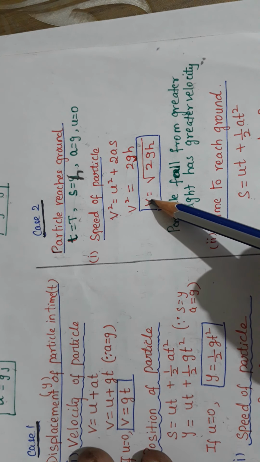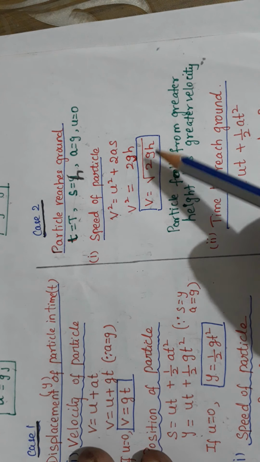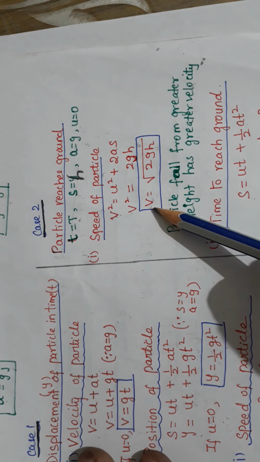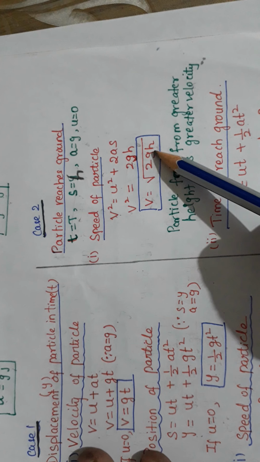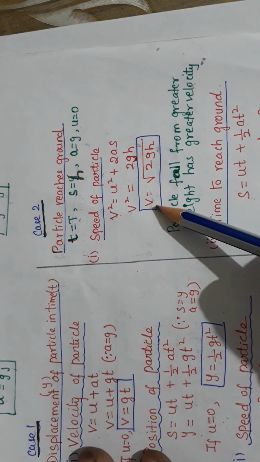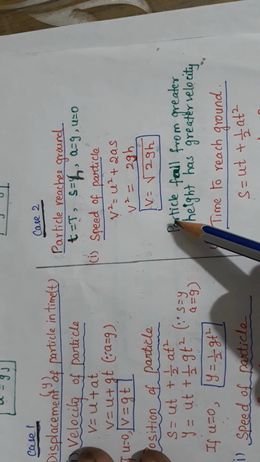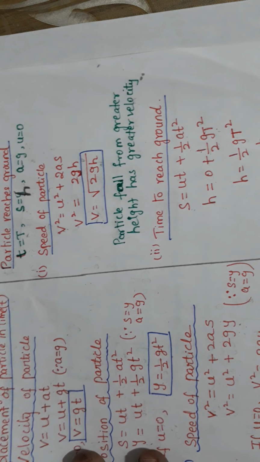Children, you can note down that v and h are directly proportional. What does it mean? When the particle falls from greater height, when h increases, velocity also increases. A particle falling from greater height has greater velocity.